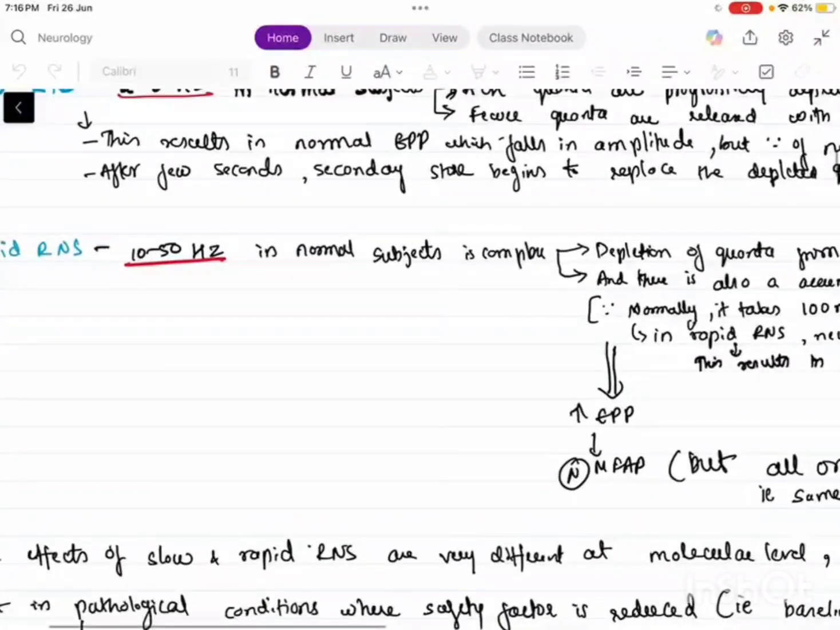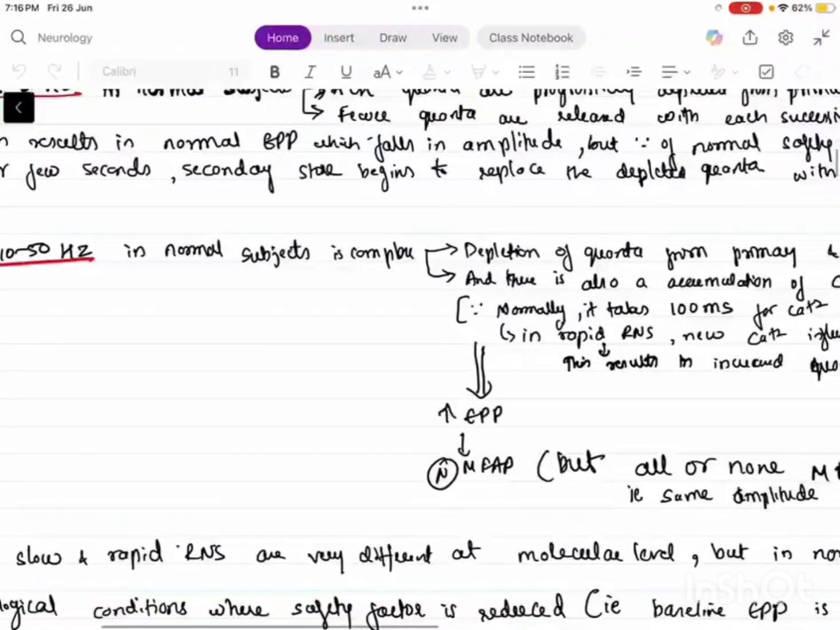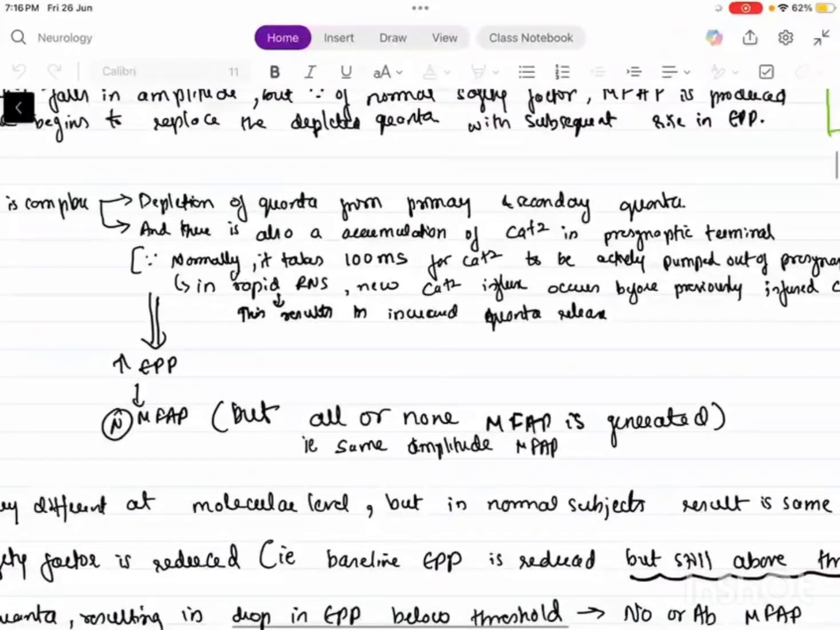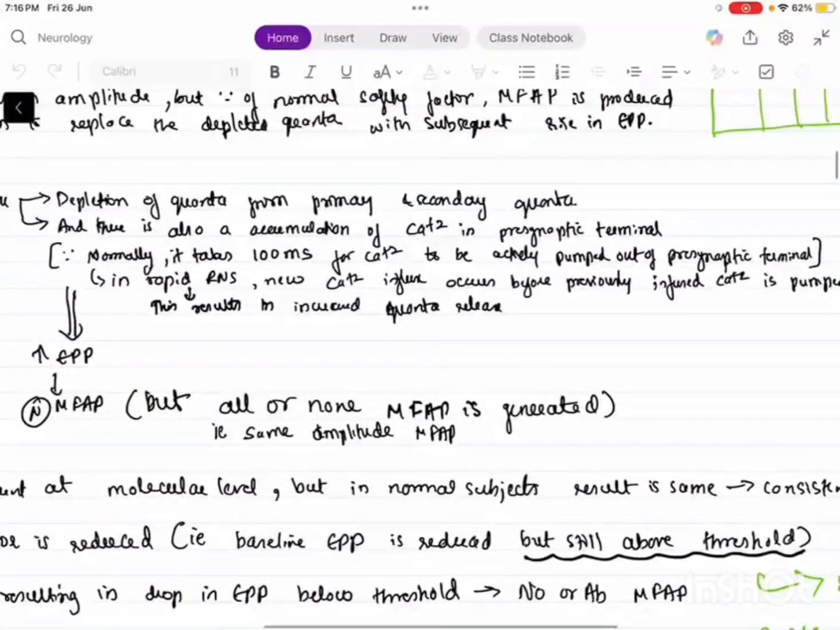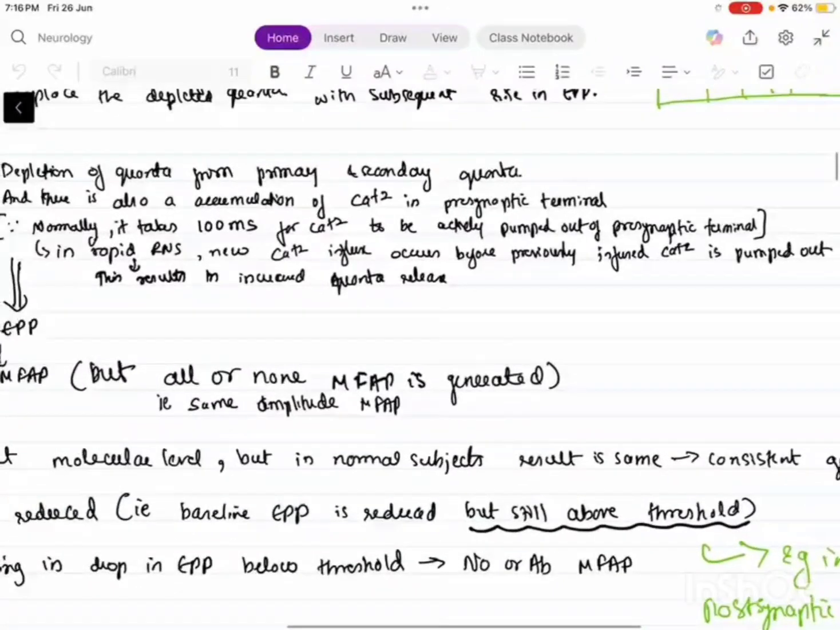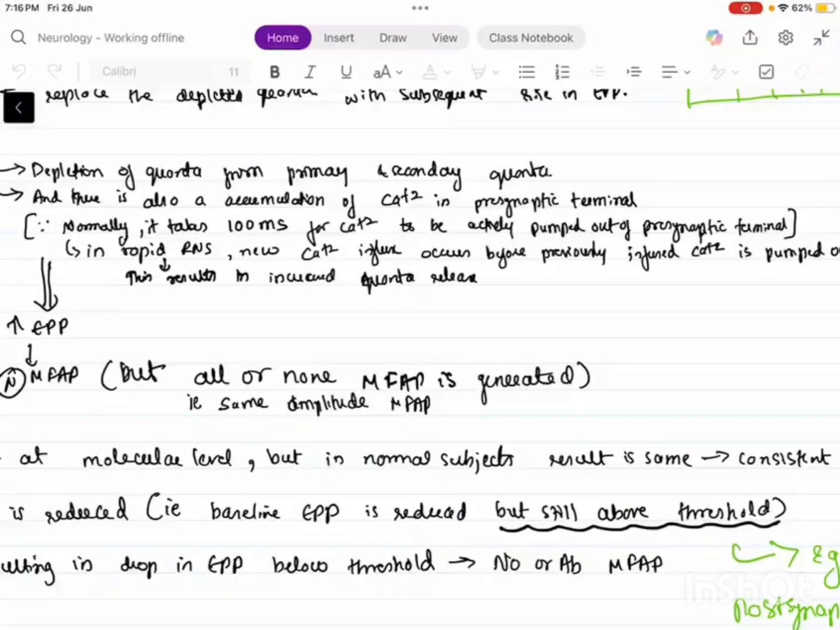But in rapid RNS, that is 10 to 50 Hz, in a normal subject, it is a little bit complex. What happens? Let's see. The depletion of the quanta from the primary and secondary stores occurs, and there is also accumulation of calcium in the presynaptic terminal. Normally it takes 100 milliseconds for the calcium to be actively pumped out of the presynaptic terminal, but in rapid RNS no time is given, so new calcium influx occurs before the previous calcium is pumped out, and this results in increased quanta release.